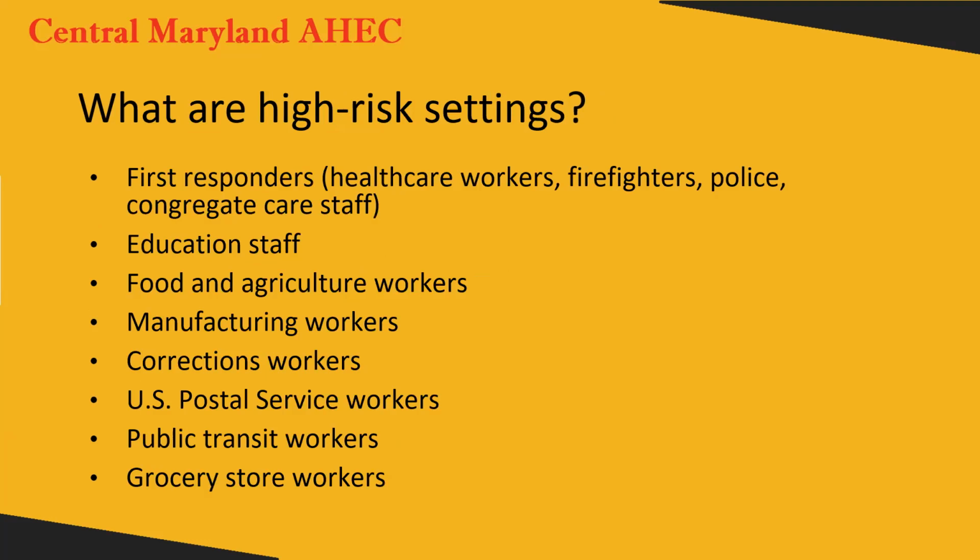Then I'll also touch on the high-risk settings mentioned in the recommendations. This is if you live or work in any of these settings. These are first responders. Some examples are healthcare workers, firefighters, police, and congregate care staff, but it's not limited to just that list. This also includes education staff, food and agriculture workers, manufacturing workers, corrections workers, U.S. Postal Service workers, public transit workers, and grocery store workers.